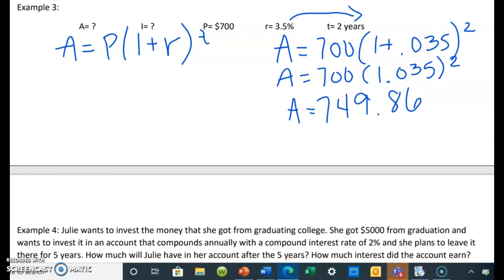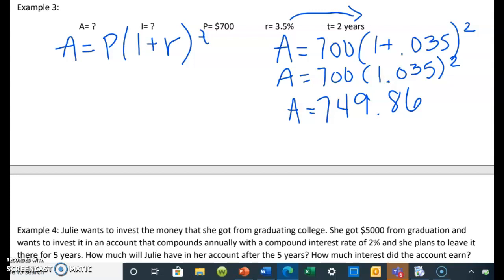There's my total. So in this example, let's say I borrowed $700 from the bank. They charged me 3.5% interest, and it took me 2 years to pay them back. In the total, after 2 years, I would have to pay $749.86 because remember, they tack on that interest.